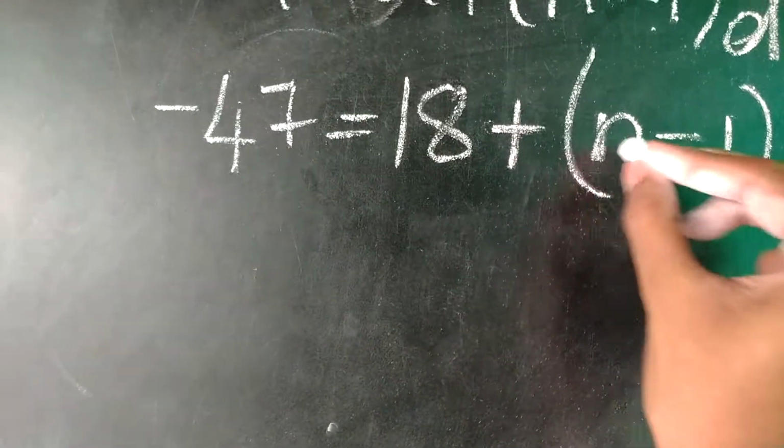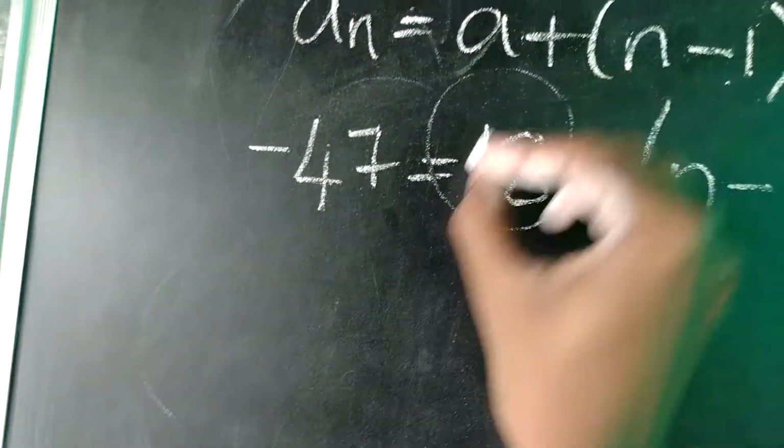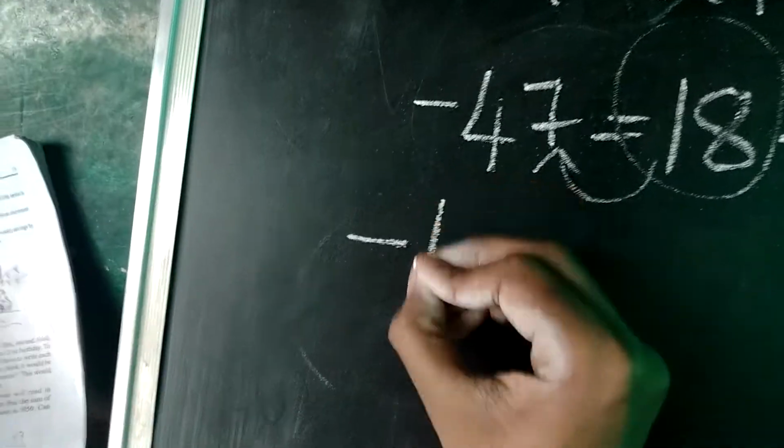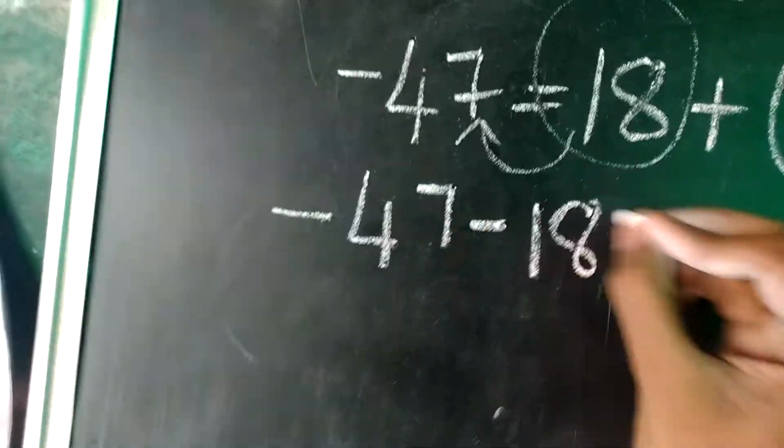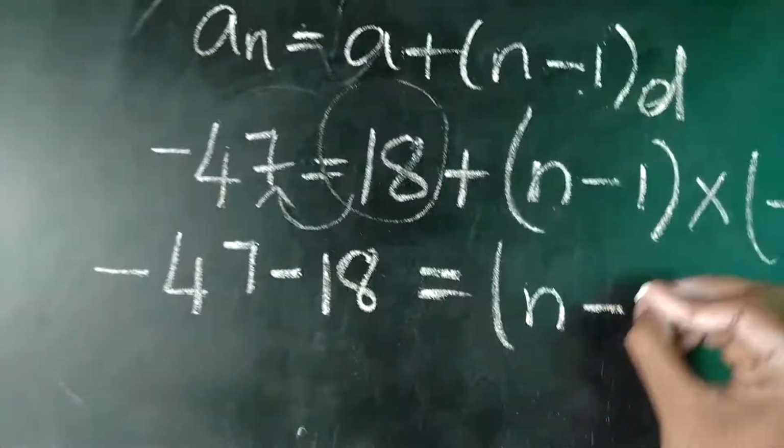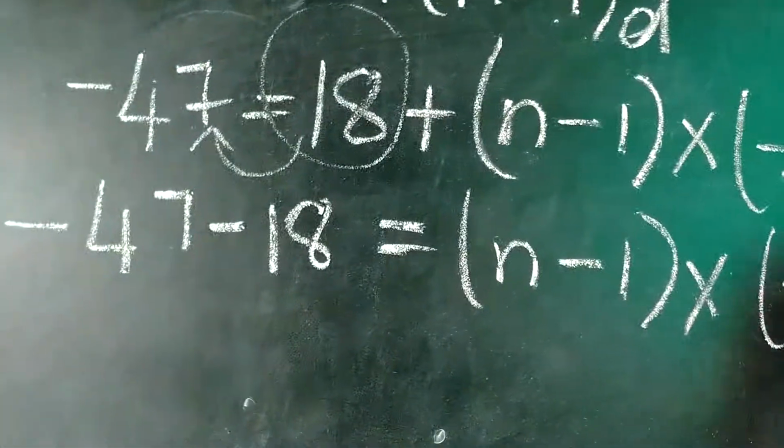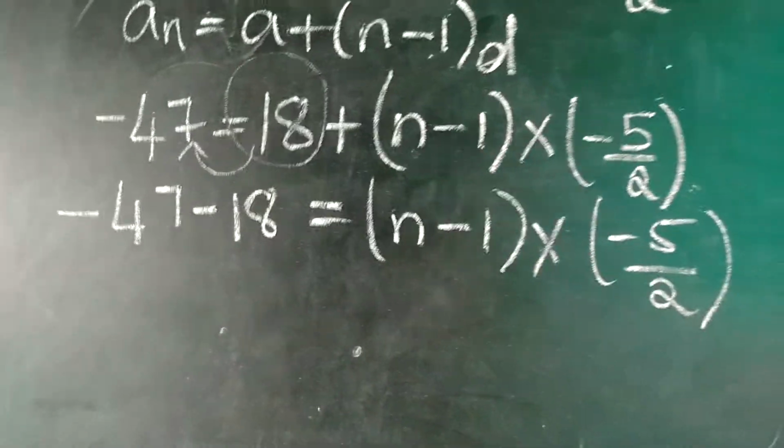But in the bracket we are not having a number, so shift this 18 here. If plus 18 goes there, it will become minus 18. Whereas in RHS everything will be the same, n minus 1 into minus 5 by 2.